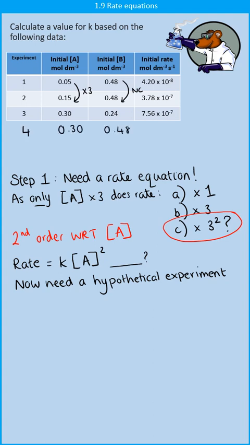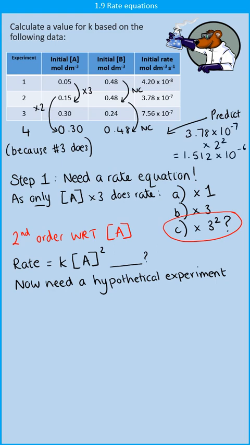So in this fourth experiment, we're going to change A, but we're not going to change B. If you look, I've changed the concentration of A to match the third experiment. So that's then doubled compared to experiment 2, but I've left the concentration of B the same as it was in experiment 2. And if that were the case, so I've doubled A, but I've kept B the same, then I would predict that the rate of reaction would quadruple, because we're second order with respect to A, and so that would give me a rate of that.